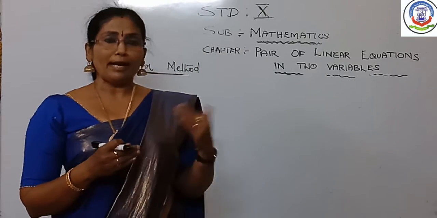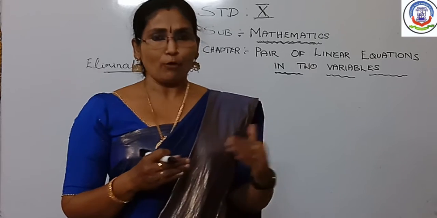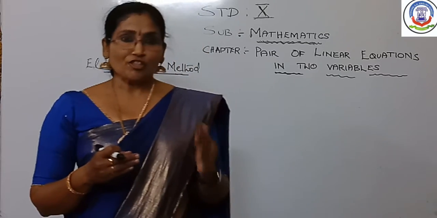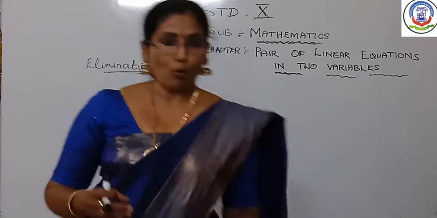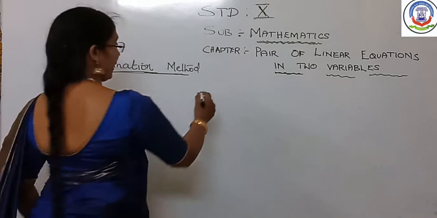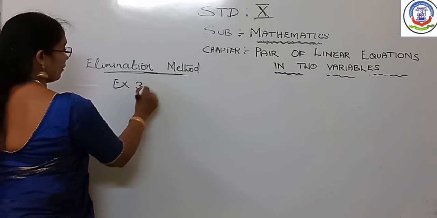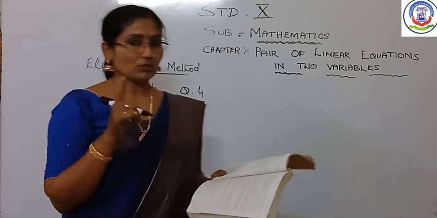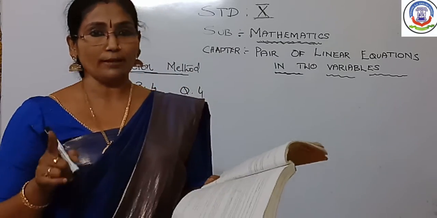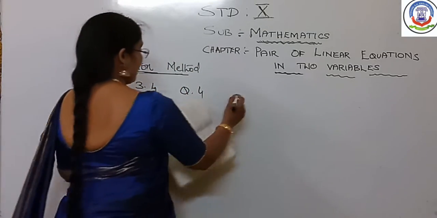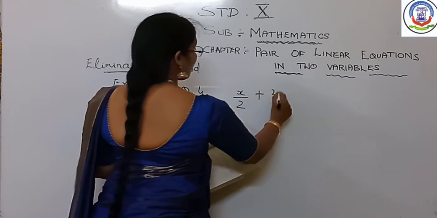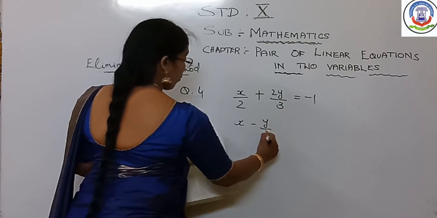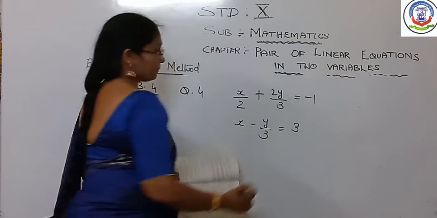Clear for you? So that one you have to do by doing some sums. You can understand that a little bit more. Let us start with Exercise 3.4, question number 1, sub question 4. What was that question? x by 2 plus 2y by 3 equal to minus 1, and x minus y by 3 equal to 3.